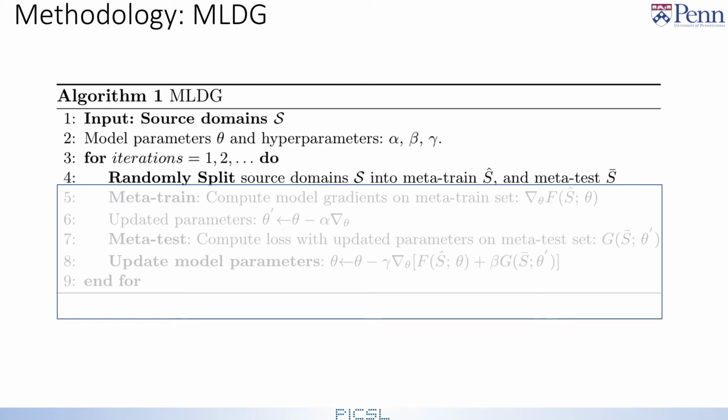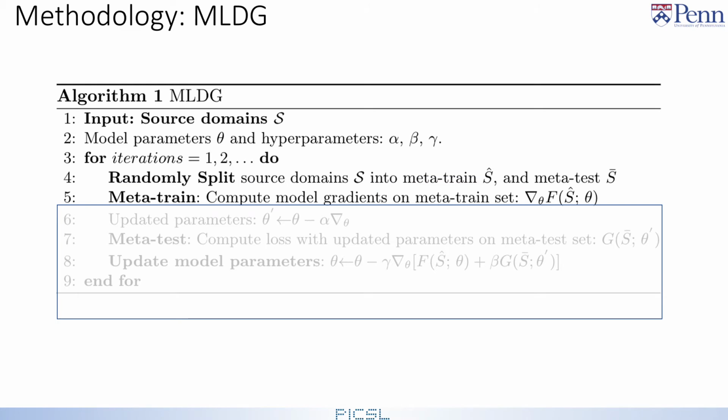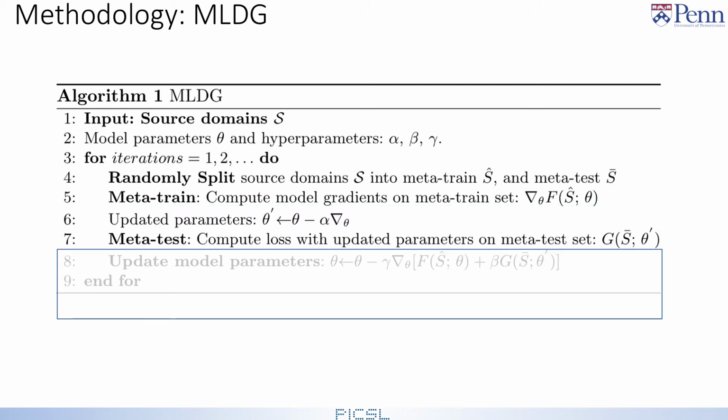Now two losses are computed. The first loss F is computed using the training examples from meta-train set, and the gradient is computed with respect to the model parameter theta. The second loss G is computed on the meta-test set with the updated parameter theta prime. The key idea by introducing the second loss in the meta-test stage is that an improvement of the model's performance on the meta-train set should also improve the model's performance on the meta-test set.